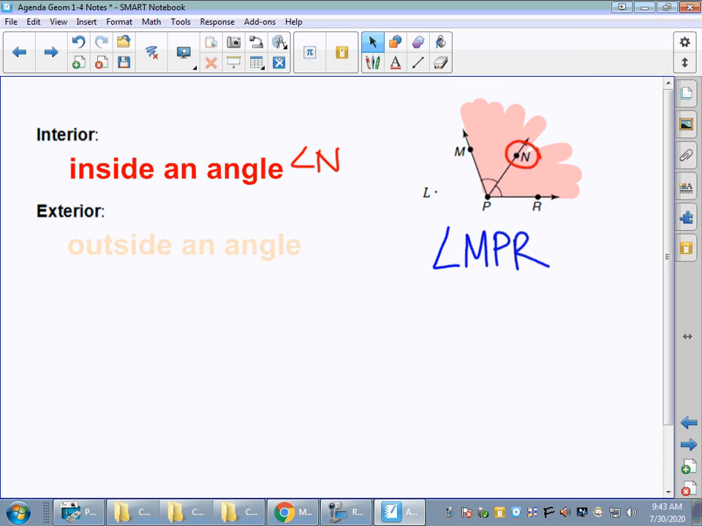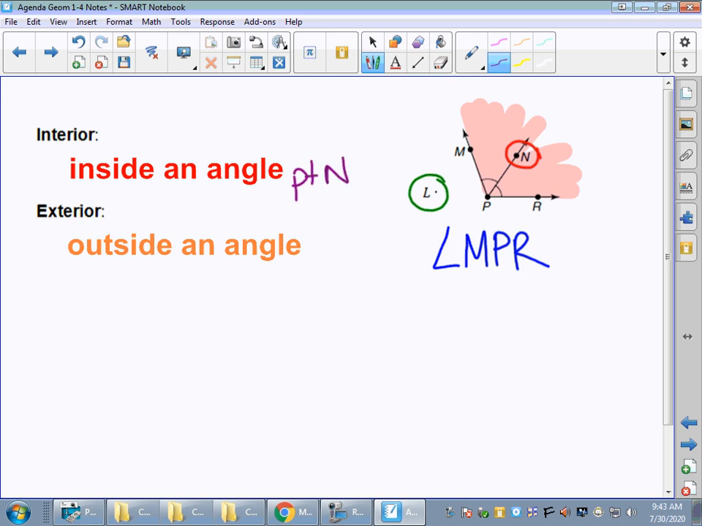Exterior means outside of an angle. So if I'm still looking at MPR and I said, name a point that is exterior to angle MPR, you would probably tell me L, because it's outside the angle or not inside that highlighted part. Oh, did I say angle? Those should be points, right? Point N. Whoa, point N. I got stuck on angles for a second. And point L is exterior.